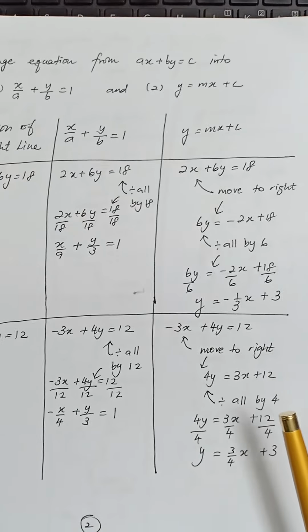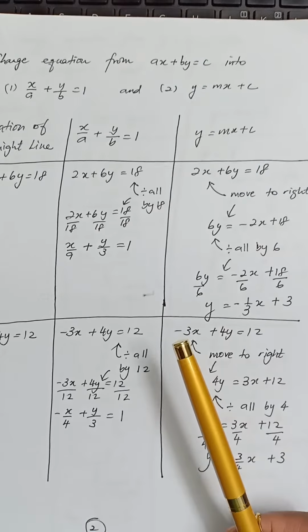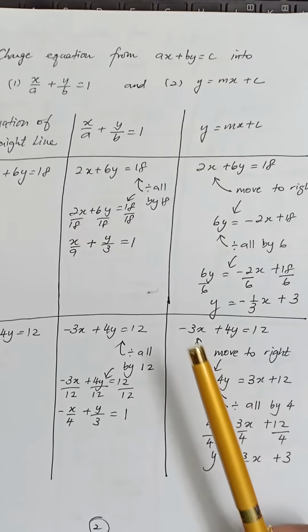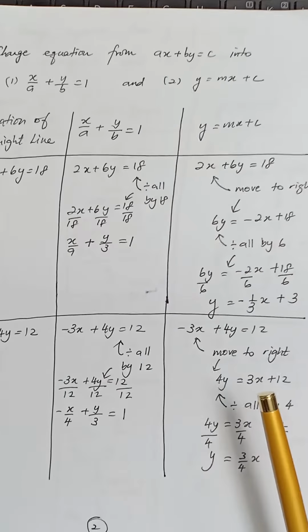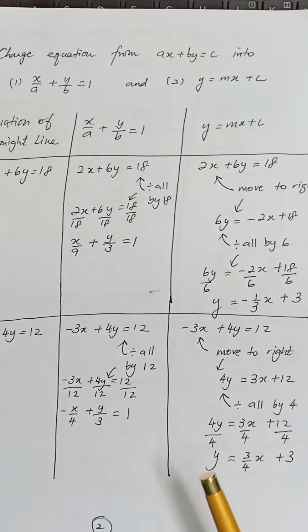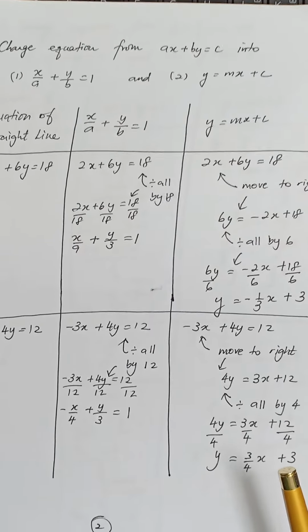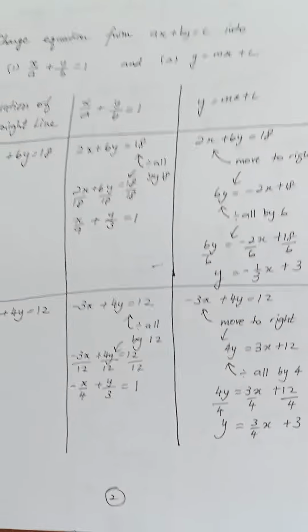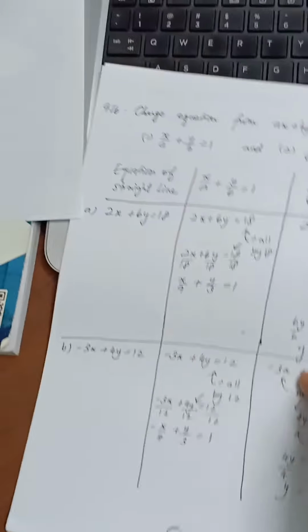What about here? y equals mx plus c. Bring the negative 3x to the right. So negative becomes positive. So 4y equals 3x plus 12. Divide everything by 4. You get y equals 3 over 4 x plus 3. Okay, you got it? Right.